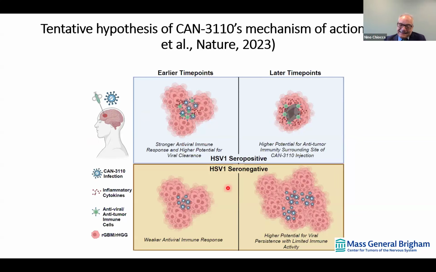However, if you're seronegative, the immune system has to learn that there's a virus there. And by the time it has done that, the tumor takes off. So there's really not enough time for the patient to respond to this vaccine.